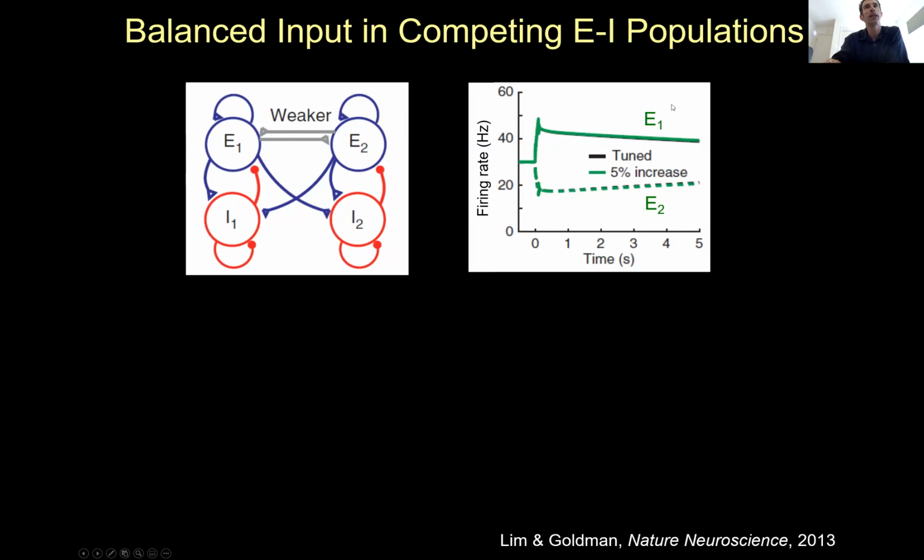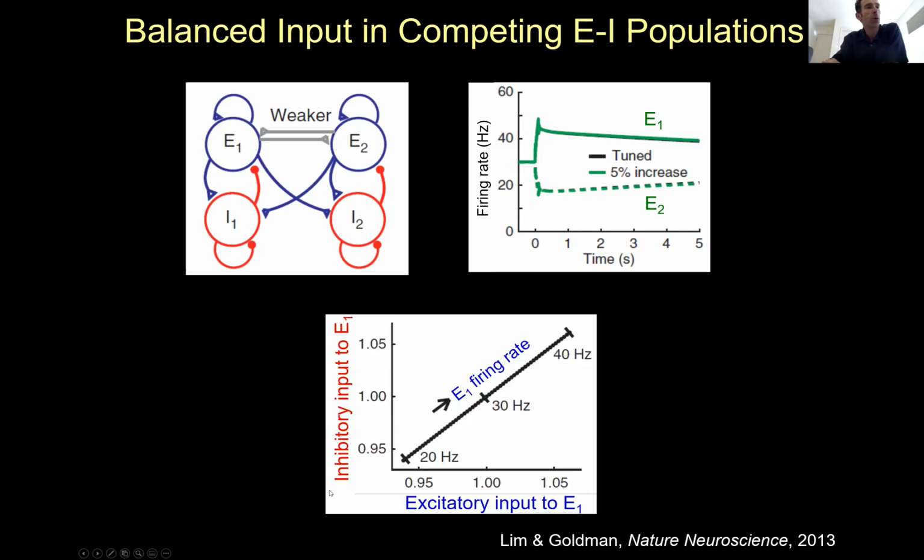Again, here's population E1 and population E2, where one population goes up when the other population goes down in response to an external input. Again, it's robust against changes in synaptic weights. But importantly, what I want to show you is, unlike the positive feedback motif, now if we look at the inputs, let's say onto neuron 1, the excitatory inputs and the inhibitory inputs, that's what we're plotting here: the inhibitory inputs to E1 on the y-axis, the excitatory inputs to E1 on the x-axis.